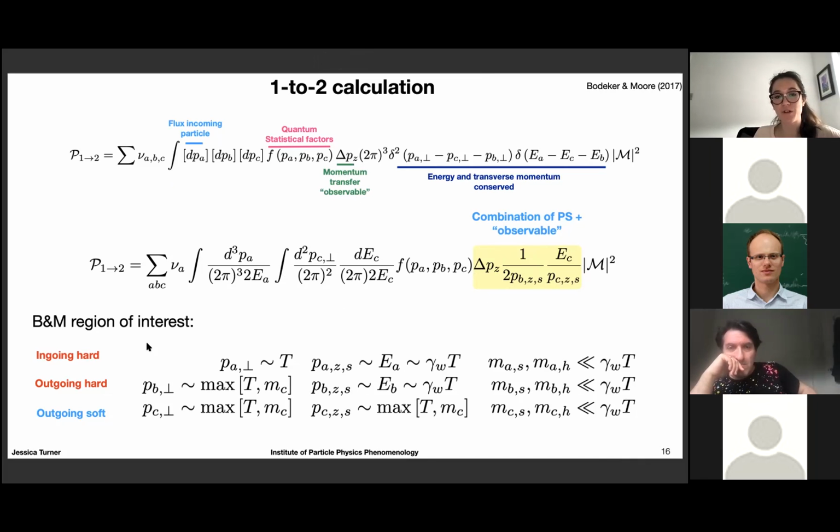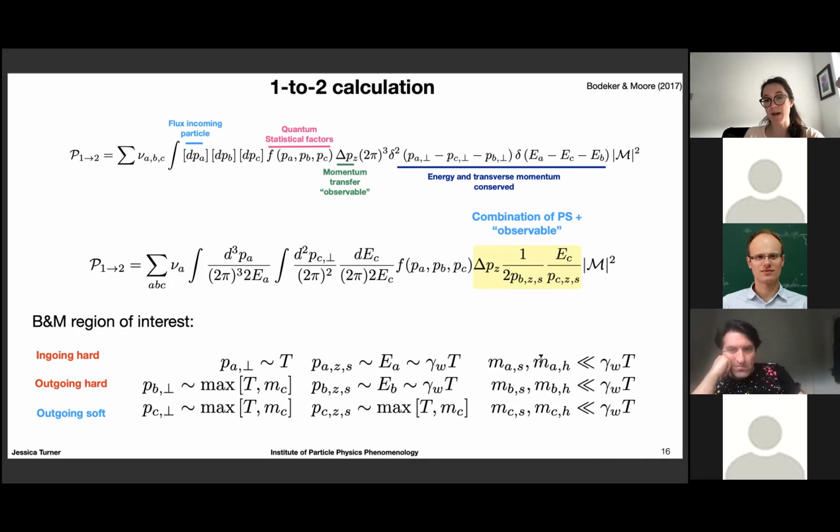So Bodecker and Moore are particularly interested in the following kinematic regime. First of all, the incoming particle is hard. That's given in the fact that the bubble walls are relativistic, and in the rest frame of the wall, the particles are coming in hard and fast. Note that they're on their mass shell. The transverse momentum of the incoming particle would be of order T. And for it to be on its mass shell, we know that given that the energy is of order gamma T, the longitudinal momentum will be of order gamma T as well.